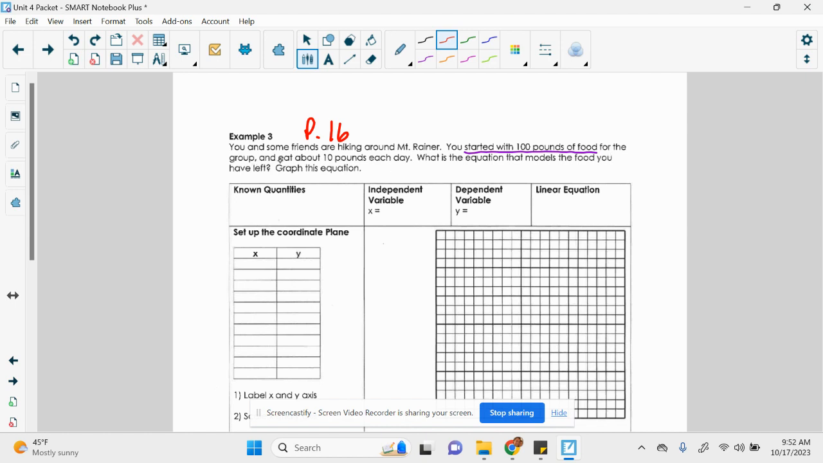Pounds of food for your group. And you eat about 10 pounds each day. What is the equation that models the amount of food you have left? So here's the deal. Our question is our y values: pounds of food left. That's our y value. How much do we have left? And x is what changes.